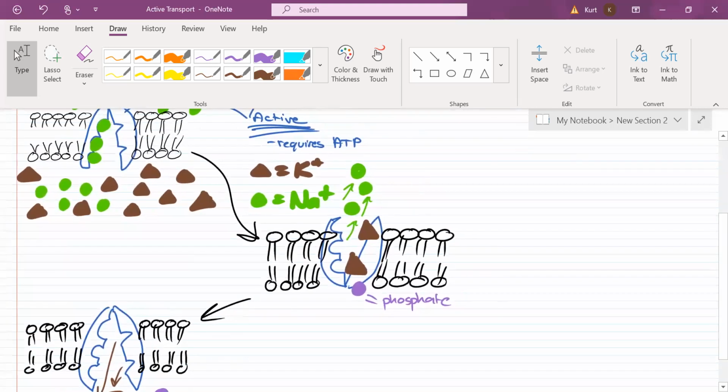Does it return to the naturally off position? Yes. When there's no phosphate, it automatically goes back. So it's like this, guys. Look at me. Off, on, off, on. And when the phosphate detaches from it, that's what makes it turn off again.